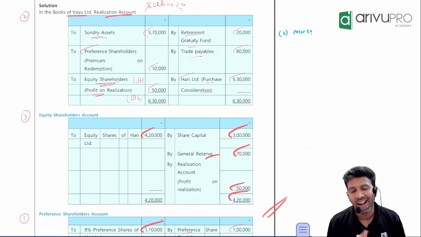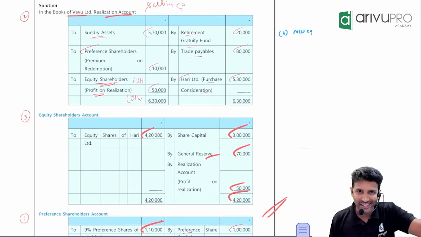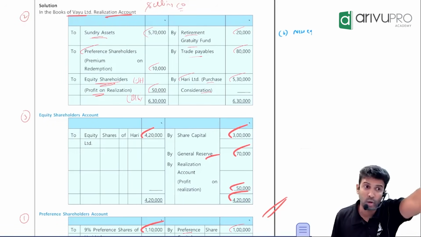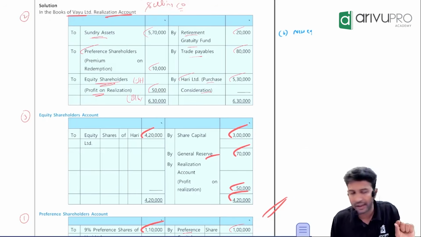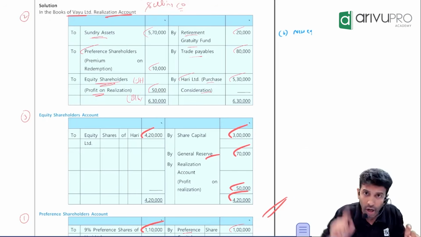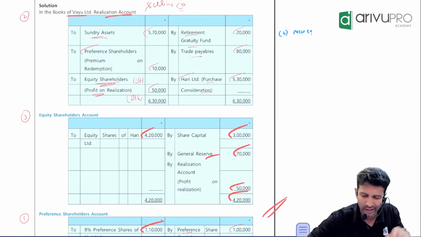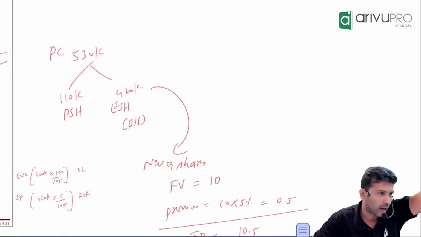Okay. One more problem was there. Merger method. I don't think so. You'll leave me to do it. But do keep in mind the merger method: compare PC with paid up capital and adjust it in what? If it's a loss, adjust it in general reserve. That was the next problem which I wanted to discuss. I think it's not possible.